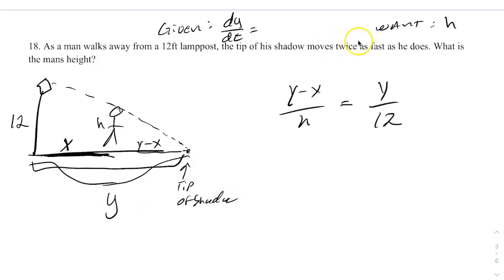So how fast does he move? What's that equation? It's not dh dt. That's his height. That's how fast his height changes. I'm talking about how fast he moves. That's x. That's him walking away. So that's dx dt.